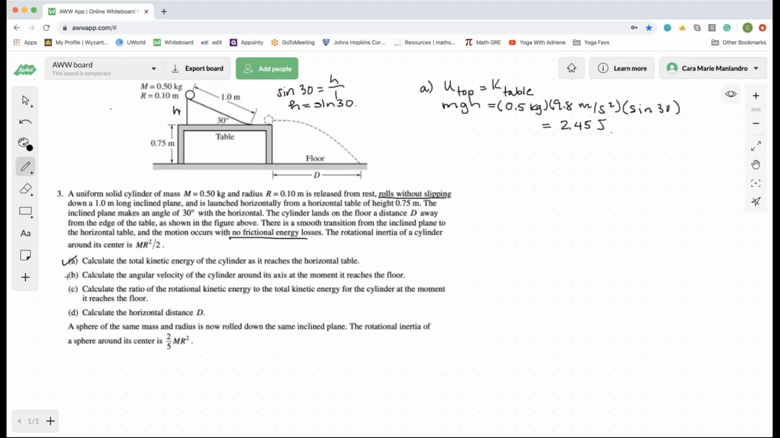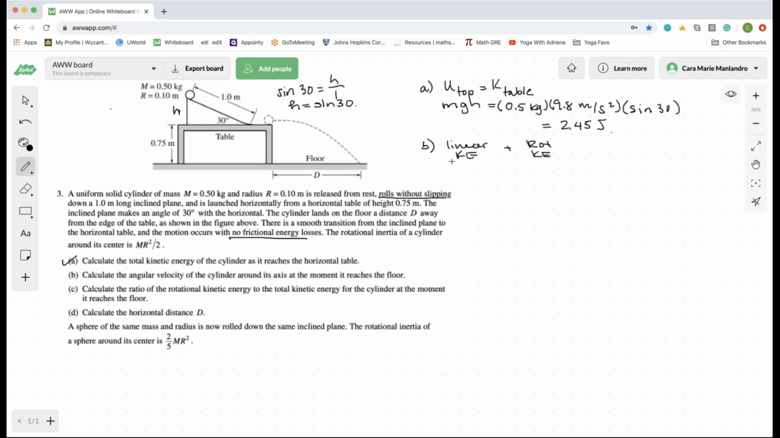Okay, so now for part B, we want to know what is the angular velocity of the cylinder when it reaches the floor. So what we need to do here is set up an expression for kinetic energy. And we can't just take translational kinetic energy, we need to take both translation and rotation. So I need the linear kinetic energy and the rotational kinetic energy. Everybody with me? It's moving forward and it's spinning.